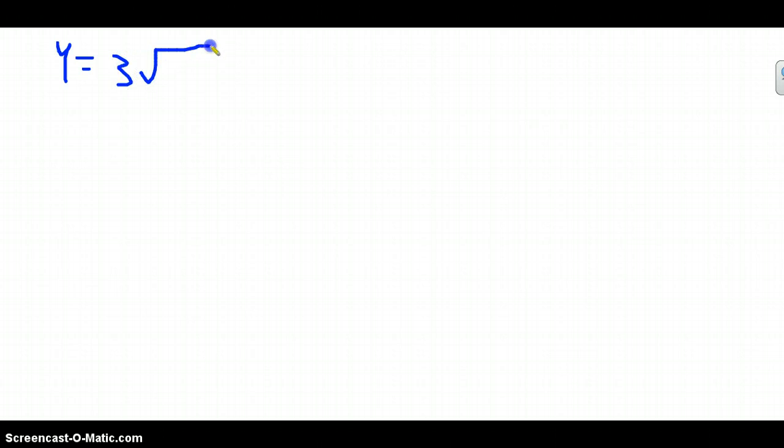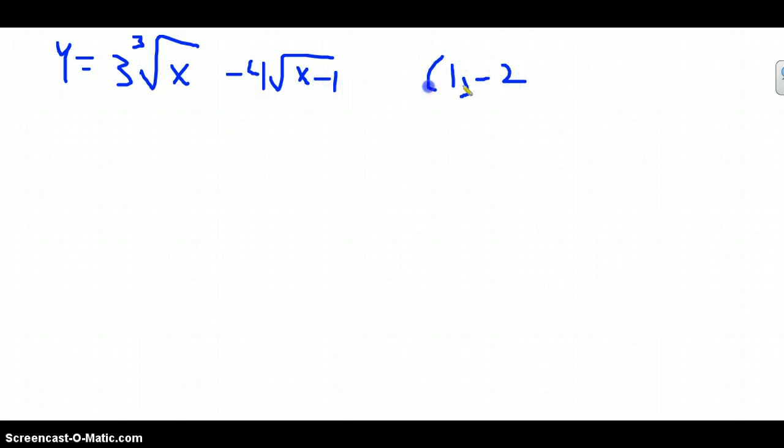3 radical x minus 4 radical x minus 1 at the point (1, negative 2). Well, what's my approach to finding the derivative of this and this?